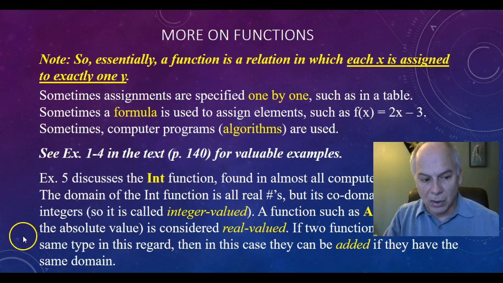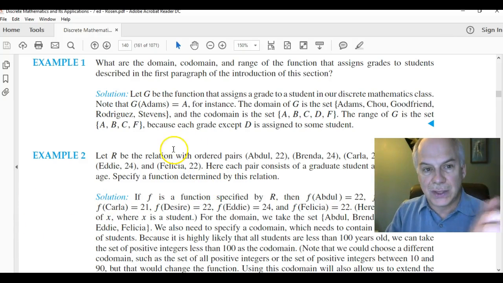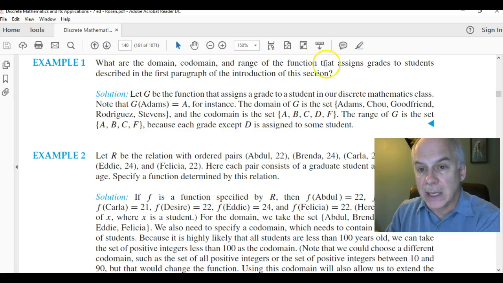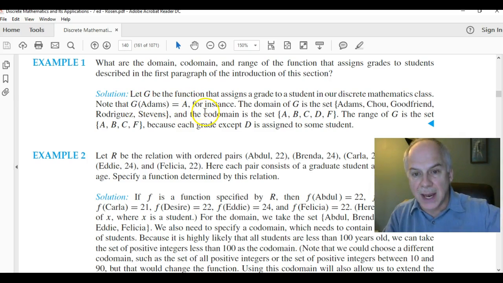All right. So I'm going to look at some examples in the Rosen text. Okay, so you see on page 140, example 1. Here's an example of a function. It says, what are the domain, codomain, and range of the function that assigns grades to students described in the first paragraph of the introduction to the section? So let G be the function that assigns a grade to a student in our discrete math class. Note that G of Adams is A, so Adams got an A.